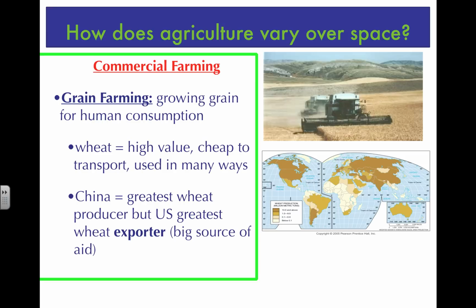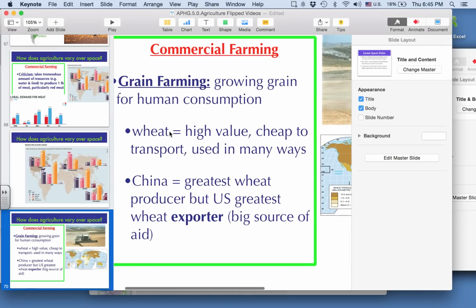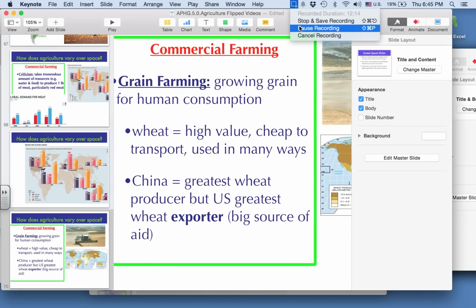I mentioned again that such a large percentage of the crops that are grown in the United States are not even grown for people; they're grown for animals. The definition of grain farming is the growing of grain for human consumption, but so much of the grain that we produce is used for animal feed. Let me back that up for a second. In mixed crop and livestock farming, the grain is going specifically to the animals, whereas in commercial farming and grain farming, that grain is being grown for the purpose of feeding humans.